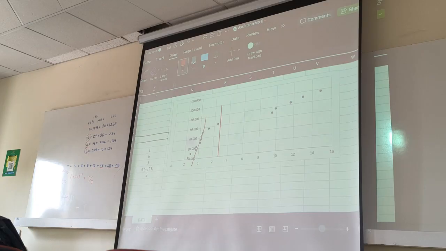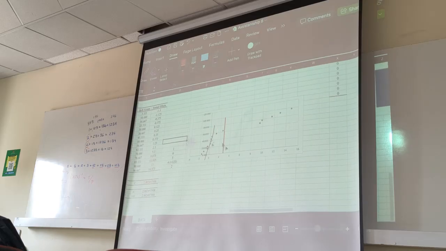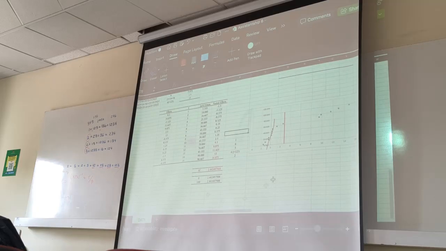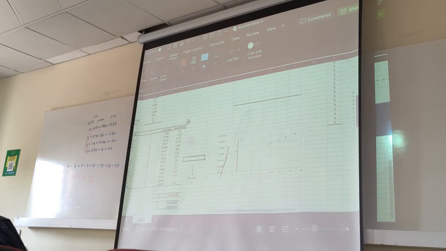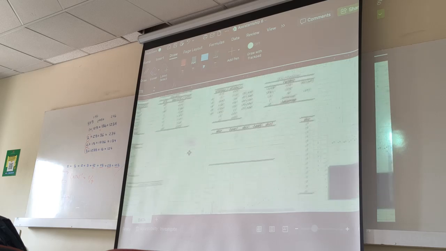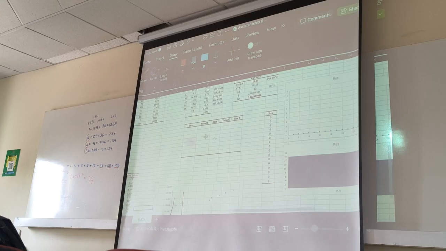Okay, so the values that are connected to that line, you must use it for the period. And the values that are not connected to that line, you use it for the model. Okay. So, as we get the significant values, we can get the residuals.